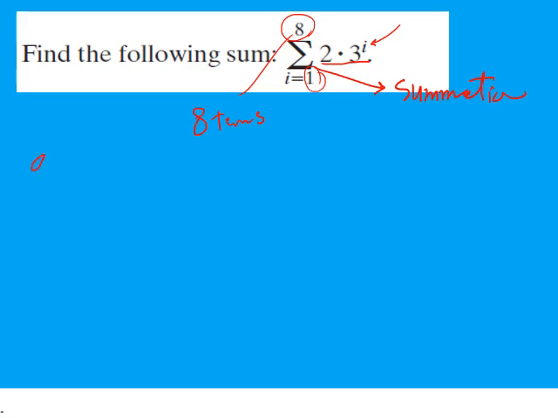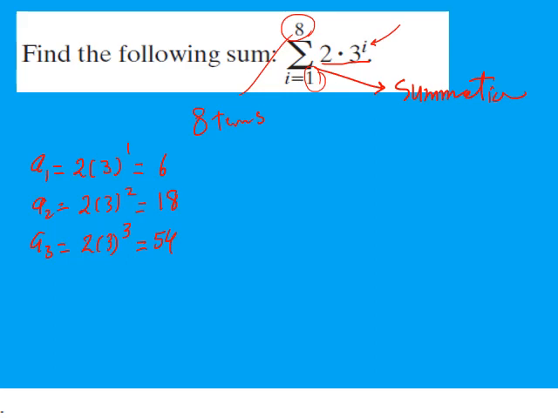I prefer that you find the first, the second and the third term to decide whether it's an arithmetic sequence or geometric. So it's 2 multiplied by 3 to the power of 1, which is equal to 6. Then 2 multiplied by 3 to the power of 2, replacing i with 2, which is equal to 18. Then 2 multiplied by 3 to the power of 3, which is equal to 54.